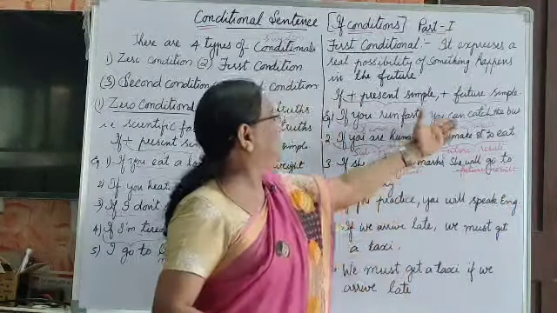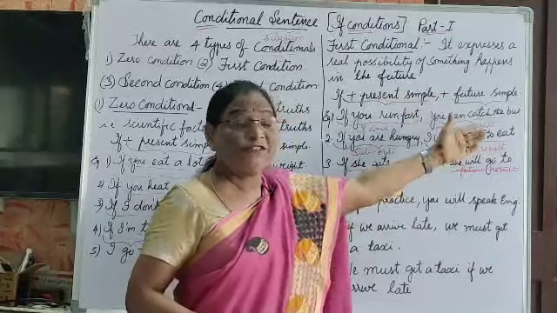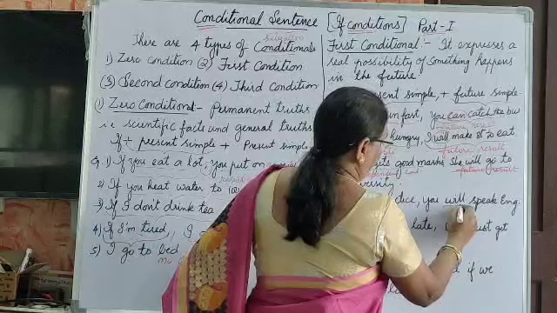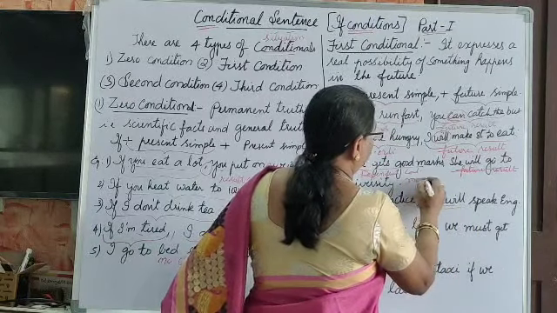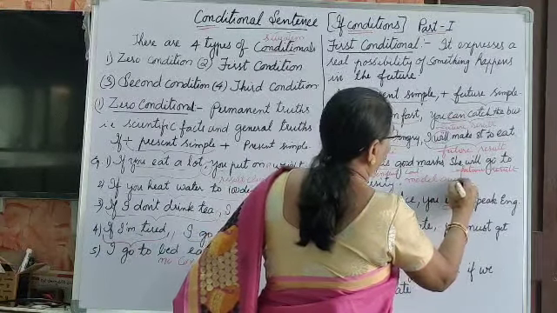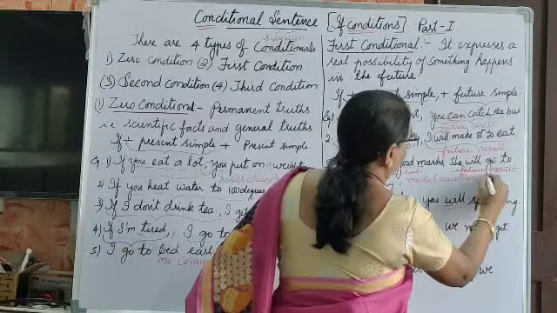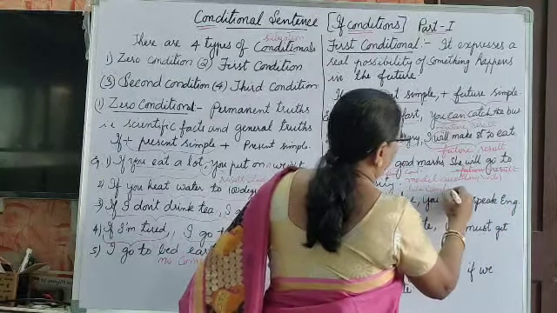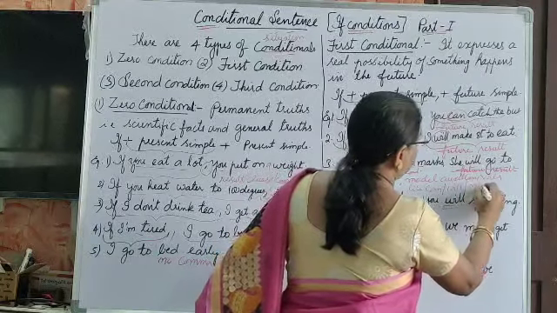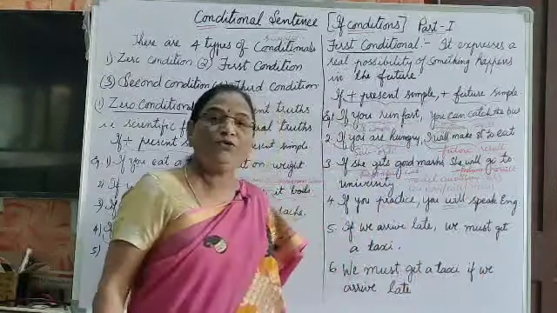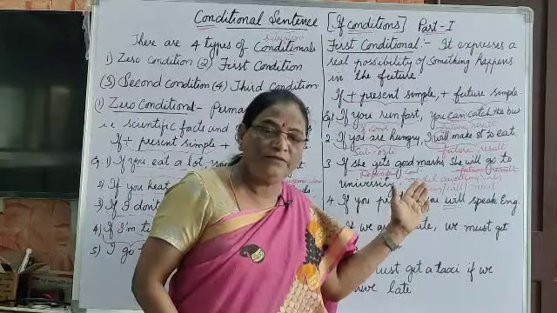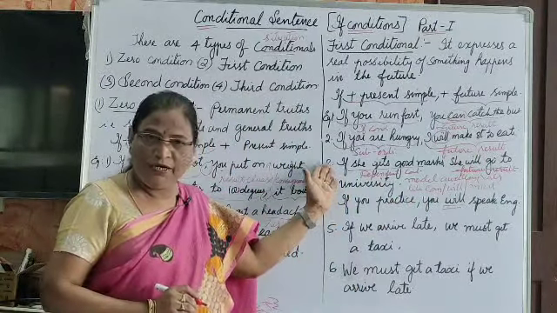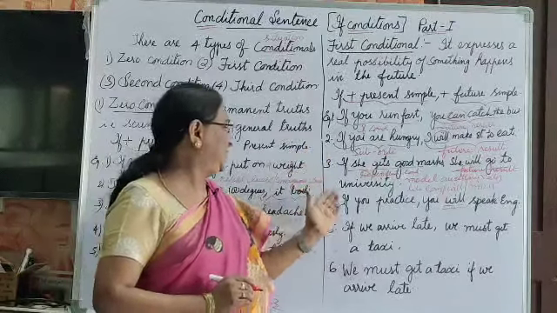And here in this sentence we use auxiliary verbs. These are known as modal auxiliary verbs, like can, will, or must. These modal auxiliary verbs are used according to the sentence, according to the clause, according to the if clause. Let us see the next one.